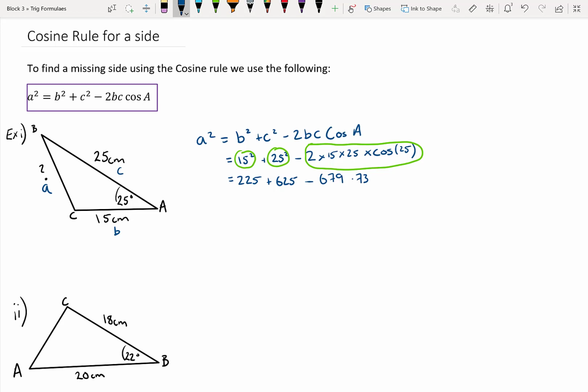Okay, so if you can keep it all in your calculator, that will give you a more accurate response. So next line, I'm just going to solve that. So I'm going to do 225 plus 625 minus 679.73, which gives me 170.27. Okay, I'm not done yet.